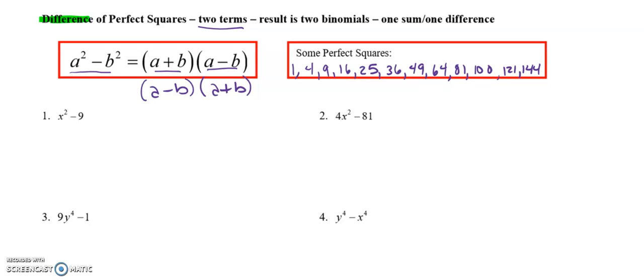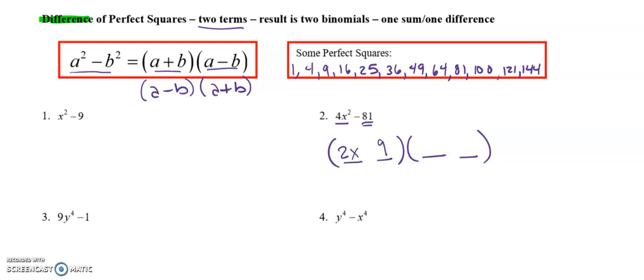So let's try number 2. If we look at number 2, I've got a 4x squared. Is that a perfect square? Yes, the 4 is a perfect square. Yes, the x squared is. Then I look at the 81. Is that a perfect square? It is. So I'm going to end up with two binomials. Think of it in terms of slots. The square root of 4 is 2. The square root of x squared is x.